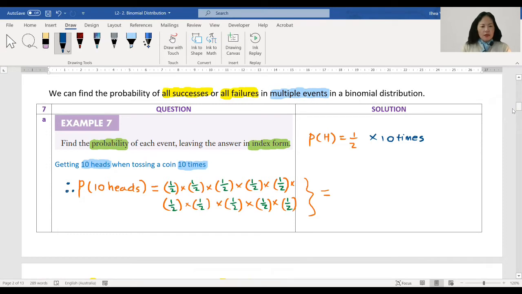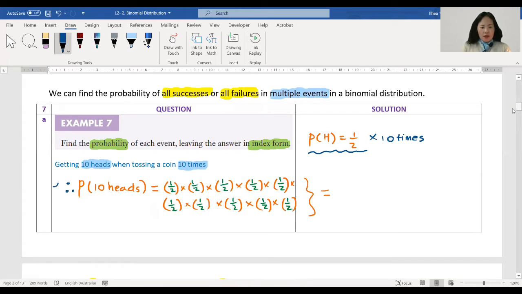Let's have a look at example 7. Find the probability of each event, leaving the answer in index form. Now, index form just indicates that it's multiple events, because it keeps happening. So your power goes bigger. Getting 10 heads when tossing a coin 10 times. Let's have a look: the probability of getting a head is half. And then we're doing it 10 times. So this is exactly what will happen.